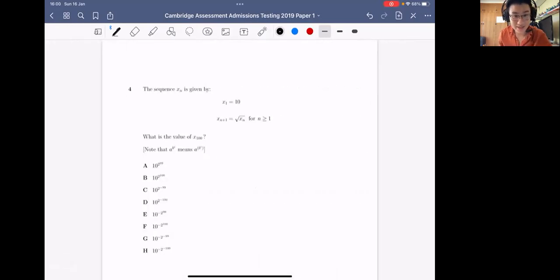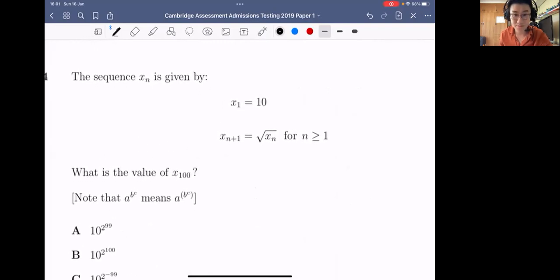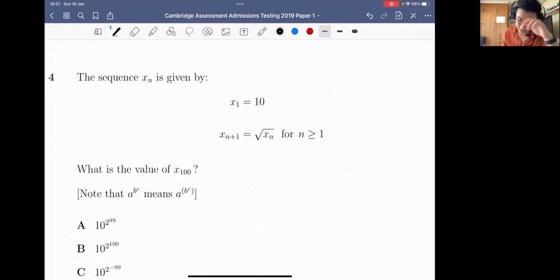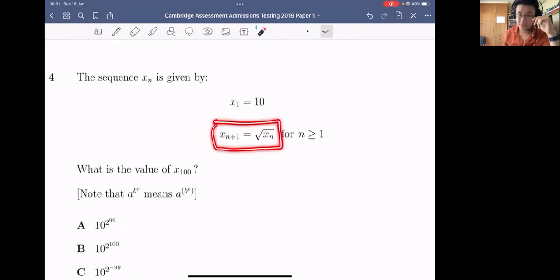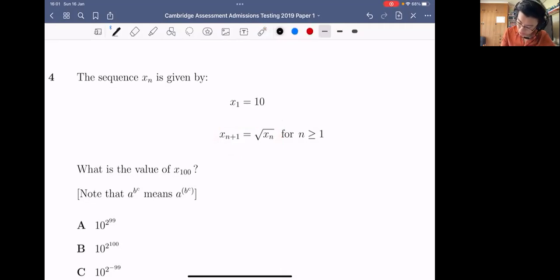The sequence x_n is given by, so the first term is 10, and then successive terms are given by this recursive formula here. Okay, let's write it out and see what happens. So I'm guessing x2, which is x1 plus 1, which is the square root of x1, which is the square root of 10.